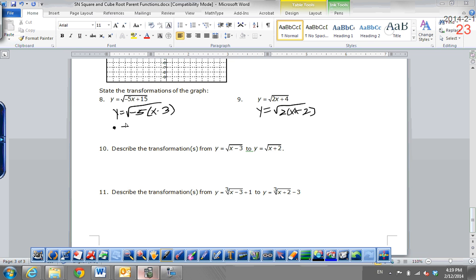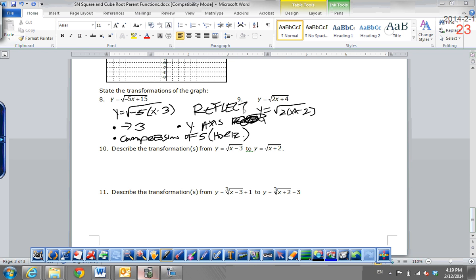So the first one, I think we got the right 3 part. The next one was a compression of 5. And that's a horizontal compression, by the way. If you want to write horizontally, that's cool. And then lastly, the -5 flips it across the y-axis. So y-axis reflection. I can't write, that's terrible. Reflect.